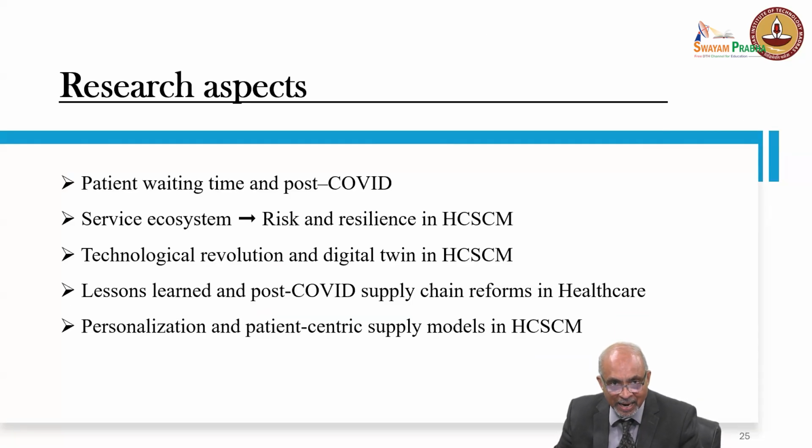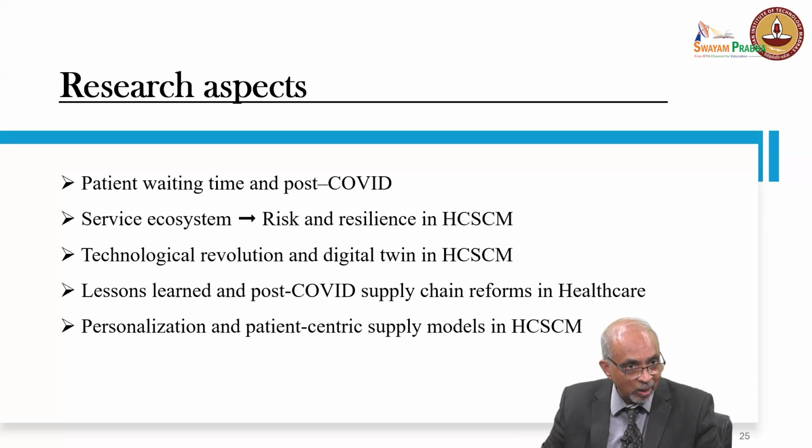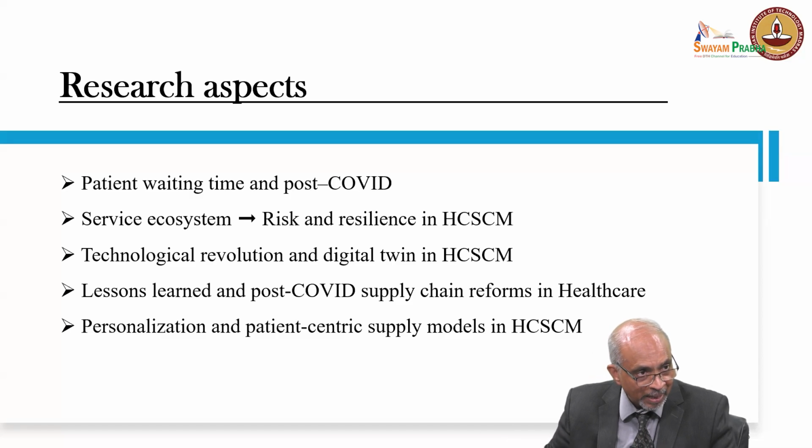Some of the research aspects in healthcare supply chain management today: people are talking about patient waiting time post-COVID, because things have come back to normalcy. So what's happening in your particular areas in terms of patient waiting time post-COVID is critical. Service ecosystem, which is the risk and resilience of healthcare supply chain management, is another big topic to think about. Technological revolution and digital twin.